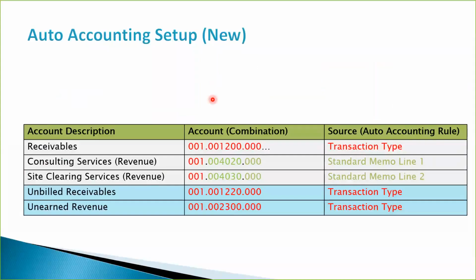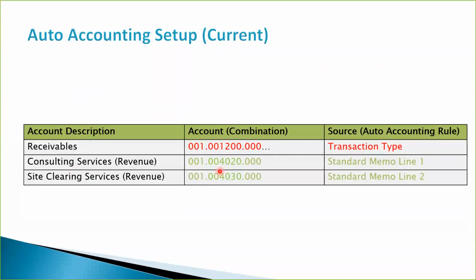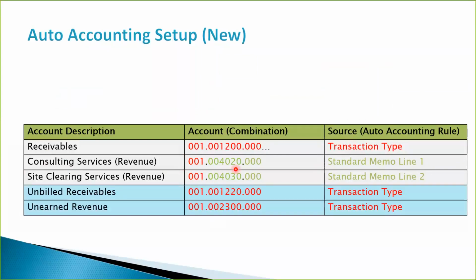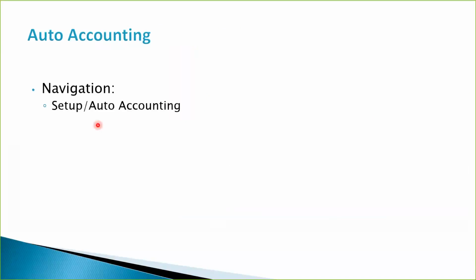Okay, so now the next step we need to do is change this here, from the balancing segment value or the company value for the revenue account. In the accounting rules, we need to change it from coming from the standard memo line to coming from the transaction type. So for that, we need to go to the auto accounting rules window. So this is the navigation.